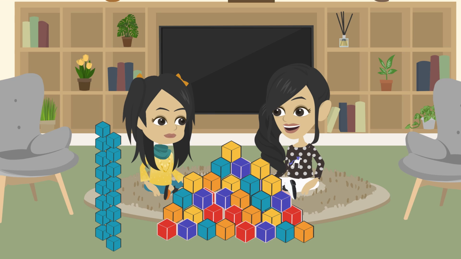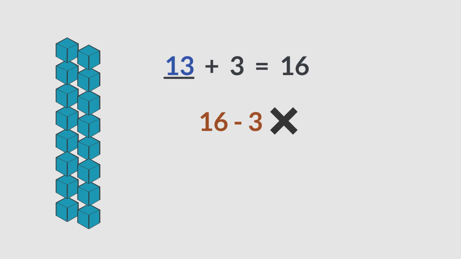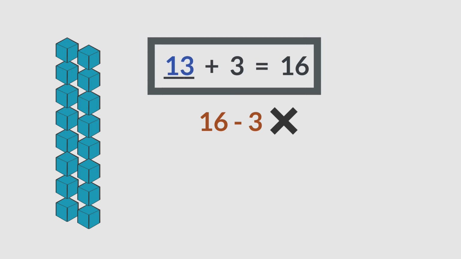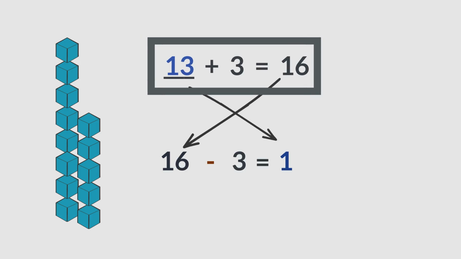How do we do that with bigger numbers? Easy. We ask, what number plus 3 equals 16? 13 plus 3 equals 16. Perfect. So instead of doing 16 minus 3, we used addition. 13 plus 3 is equal to 16, which tells us that 16 minus 3 is equal to 13.